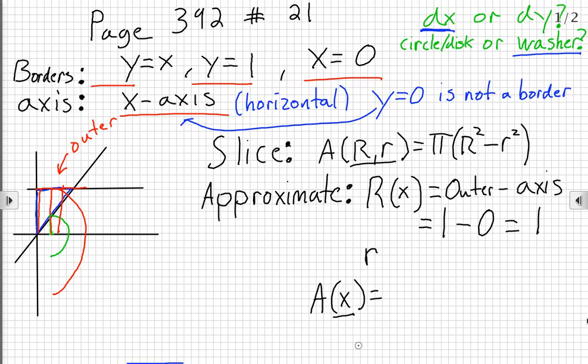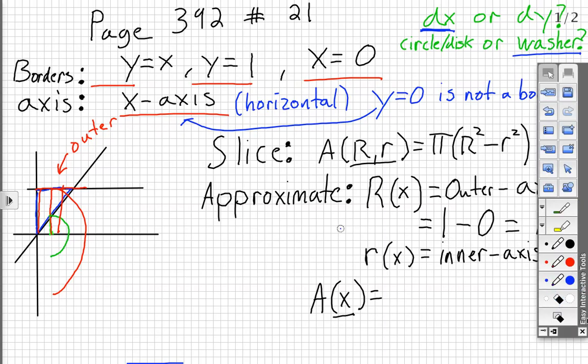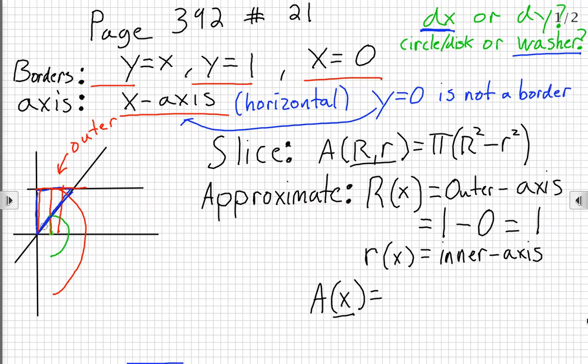Little r should be pretty clear from the picture because y equals x changes. The farther along you are, the bigger the little radius, or the closer to x equals 0, the smaller the radius. So it does vary. The process for identifying little r of x is very similar. It's inner function minus axis. When we say inner function, we're referring to the border that is closest to the axis of revolution.